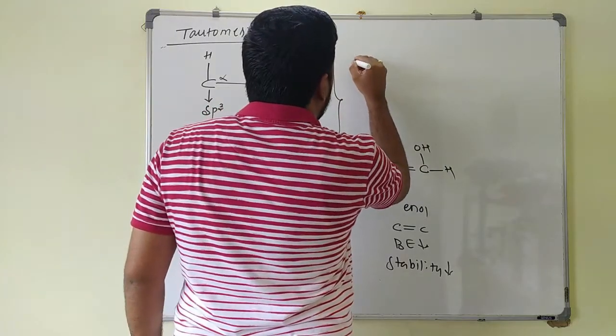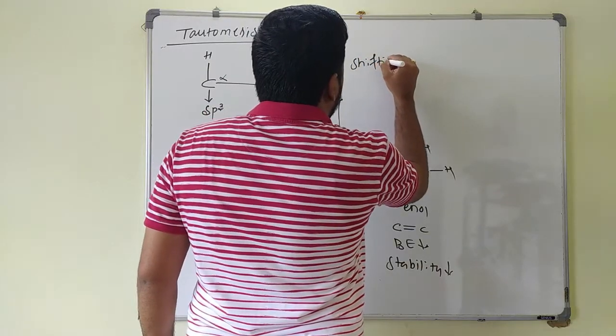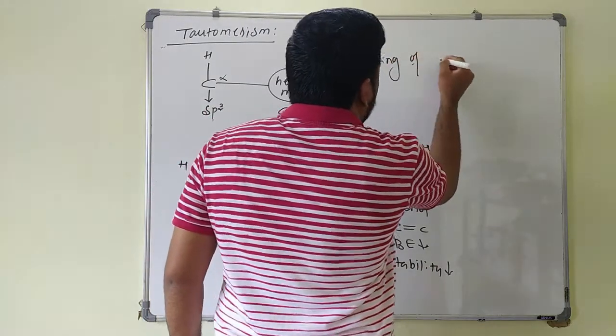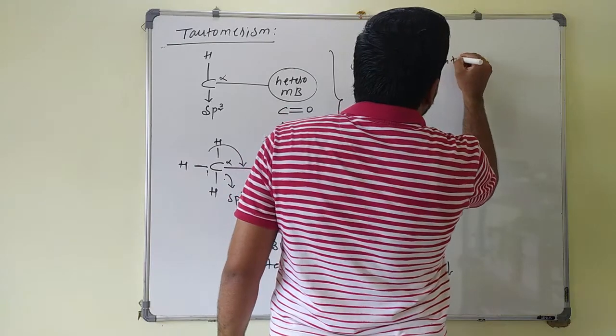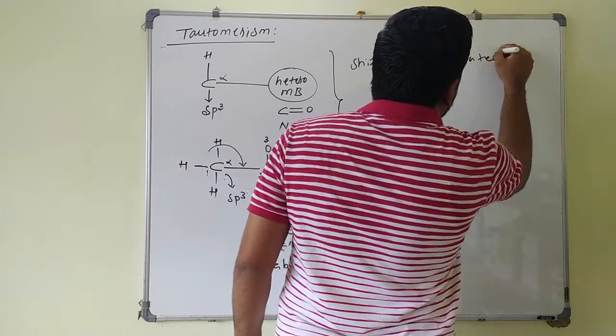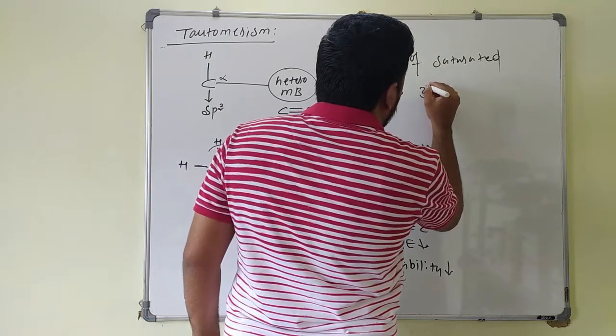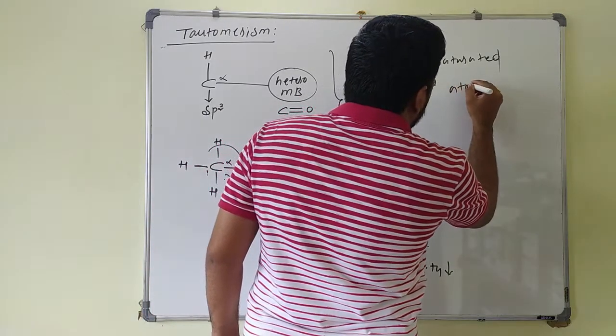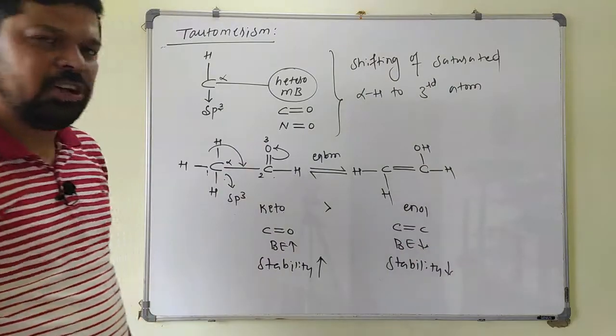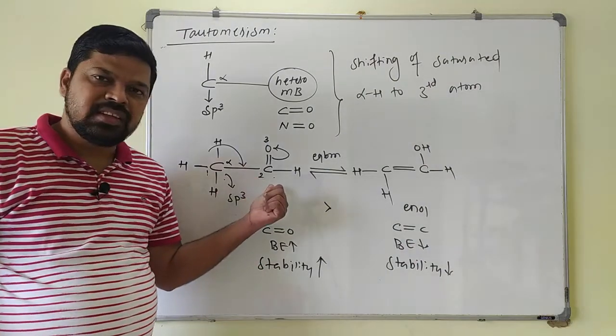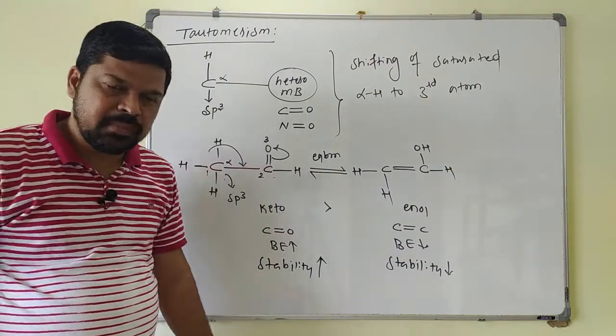What you can say, shifting of saturated alpha hydrogen to third atom. This is called as what? Tautomerism. Yes, is it clear? So we'll go for another example here.